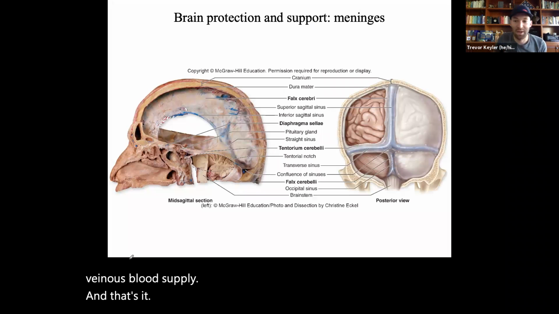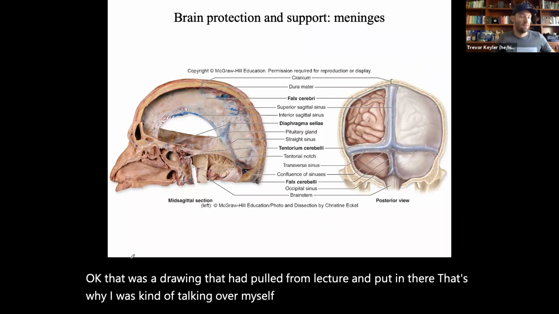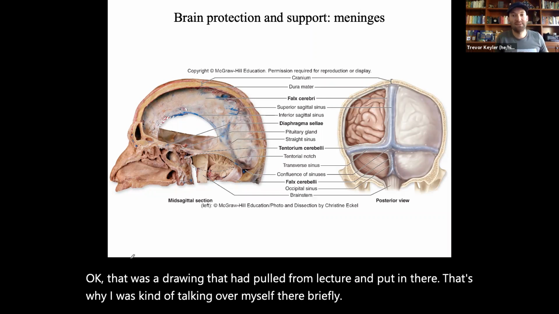Okay, that was a drawing that I had pulled from the lecture and put in there. That's why I was kind of talking over myself briefly. That's how we drain excess CSF.